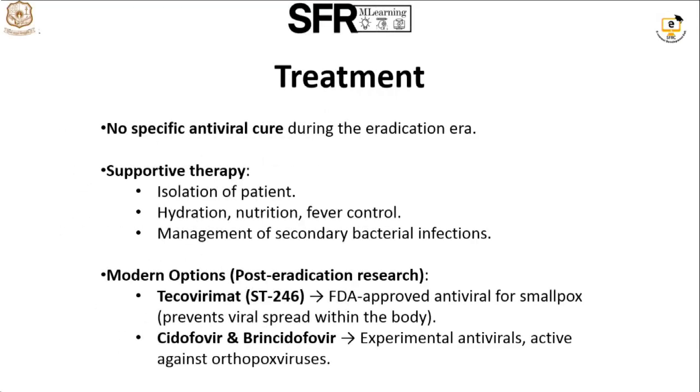Coming to the treatment, there is no specific treatment in the early days, and supportive therapy includes isolation of patients, hydration, nutrition, fever control and management of secondary bacterial infections. In modern options, it can be treated with tecovirimat, cidofovir and brincidofovir. Tecovirimat, ST-246, is an FDA-approved antiviral for smallpox. It can prevent the viral spread within the body. Cidofovir and brincidofovir are experimental antivirals which are active against orthopoxviruses.